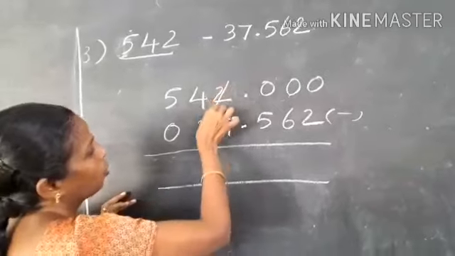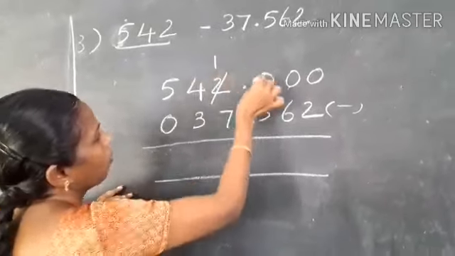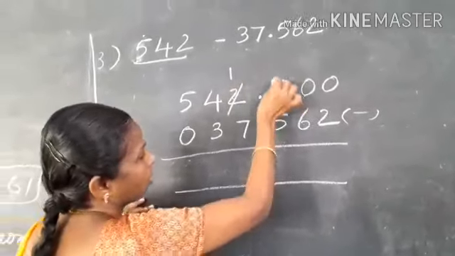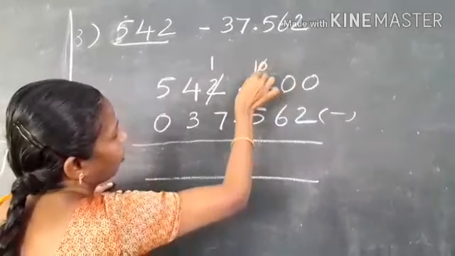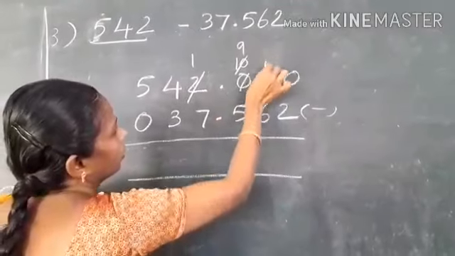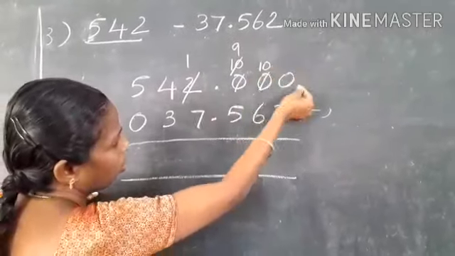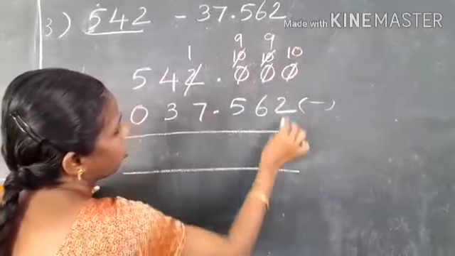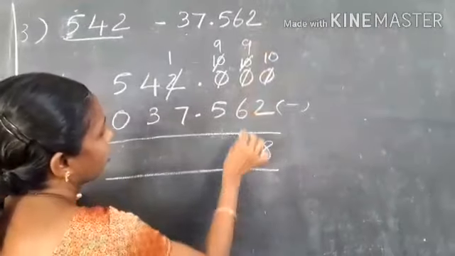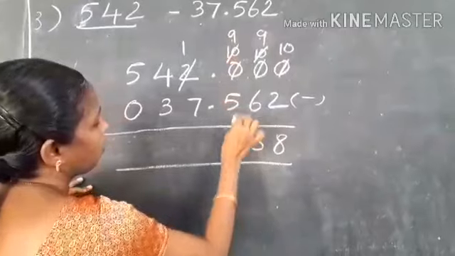If you do 1 means it is 1. First give to tens place. 10. After giving here, we can get borrow. 9, 10. Here again we take borrow. 9, 10. 10 minus 2, 8. 9 minus 6, 3. 9 minus 5, 4.